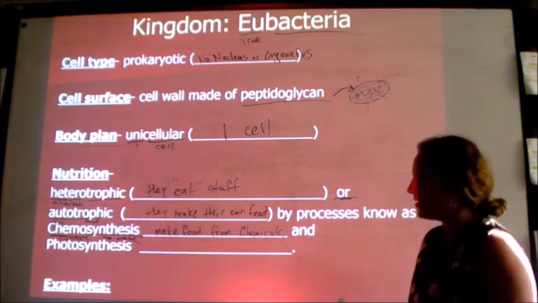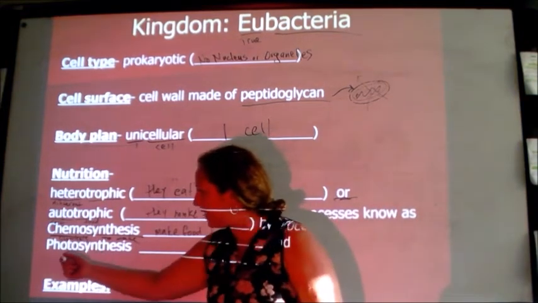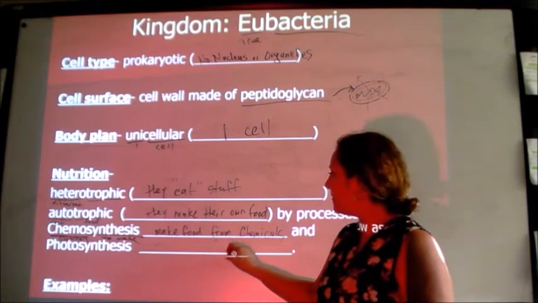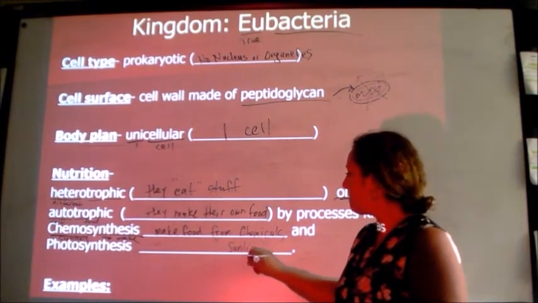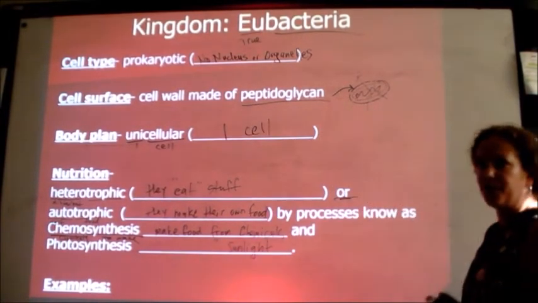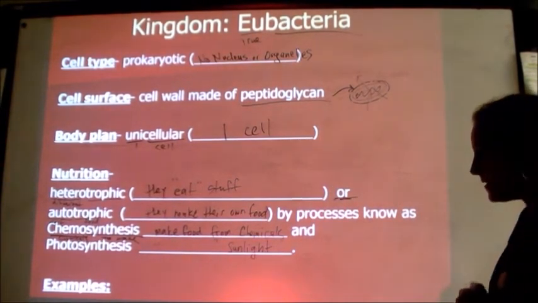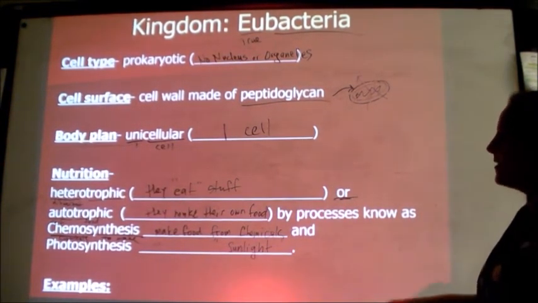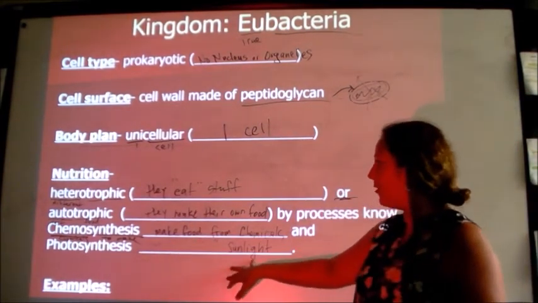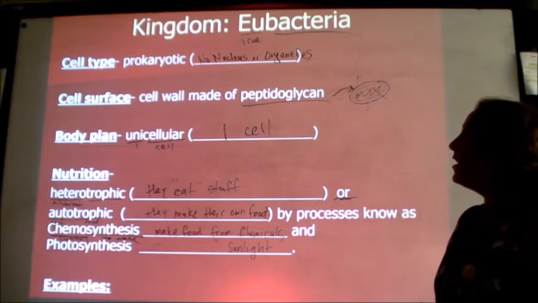And photosynthesis is when you make something using light. So this is when you make food from sunlight. Plants have the ability to do this also. So you've probably heard of photosynthesis when we're talking about plants. But in this case, bacteria have the ability to make food from sunlight also, or make food from chemicals.